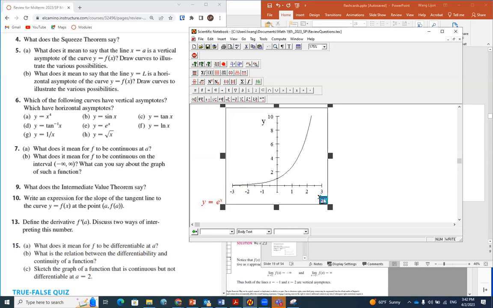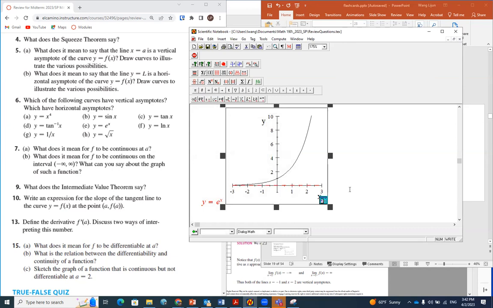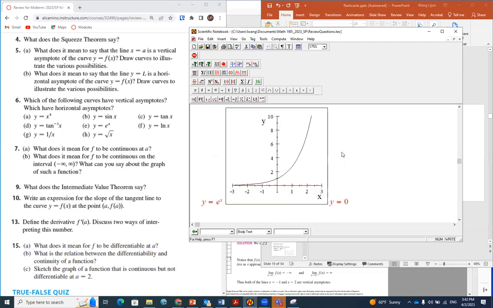The horizontal asymptote actually is this line. Okay, so I'm going to put a broken line, medium. Okay, the horizontal asymptote here is y equals 0. That's the horizontal asymptote for e to the power x. Okay, horizontal asymptote.